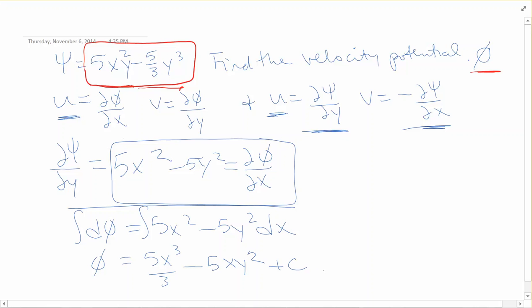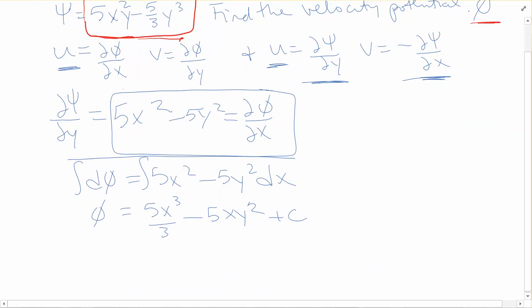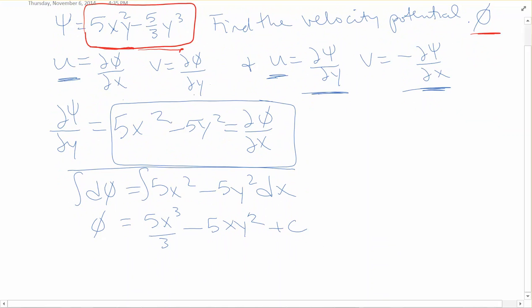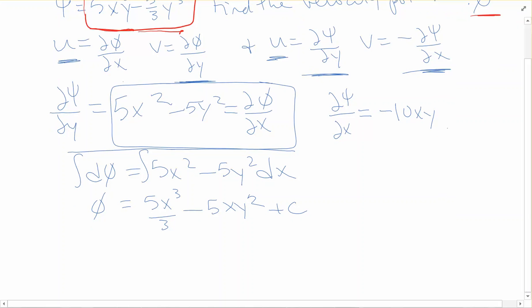Now let's do the same thing, but we'll use v. So notice that v is going to be the partial of the velocity potential with respect to y, and it's also going to be the negative partial of the stream function with respect to x. So let's write it right here. The partial of the stream function with respect to x is going to be negative 10xy. That also has to equal the partial of phi with respect to y. Okay? So same thing we did before, we're going to cross multiply. We're just going to use this part of the equation, and then we will integrate.